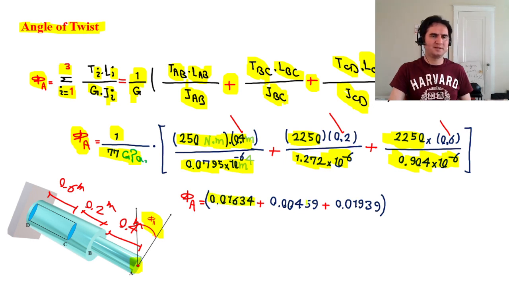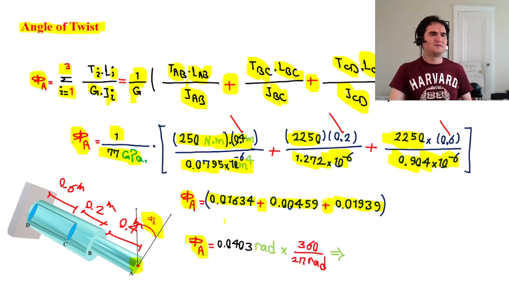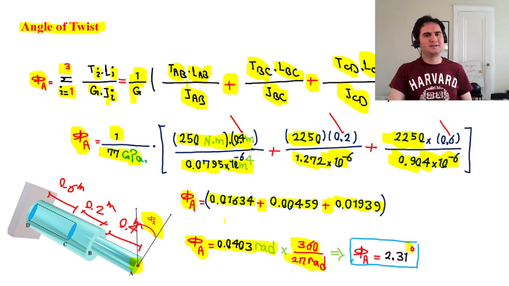five digits. You can go by less or more and just add them up together. I think two digits is more than enough, but just in case, it gives you a numeric value of phi of 0.04 radian, and if you convert that to degrees, it gives you phi A equal to 2.31 degrees.